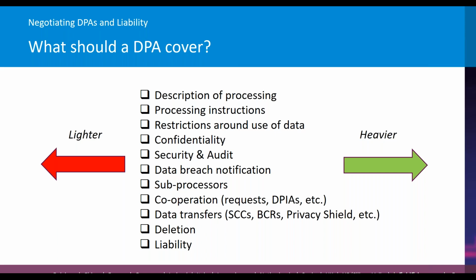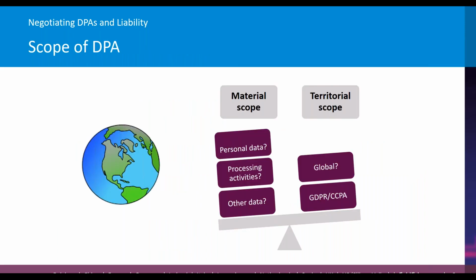So we obviously don't have time to talk through every single aspect of the DPA. So what we've decided to do is focus on some key issues, the areas which generally attract the most attention when you're negotiating DPAs, and probably the most important areas that you're going to be thinking about. The first of those is the scope of the DPA, and I'll come back to Flick for this slide.